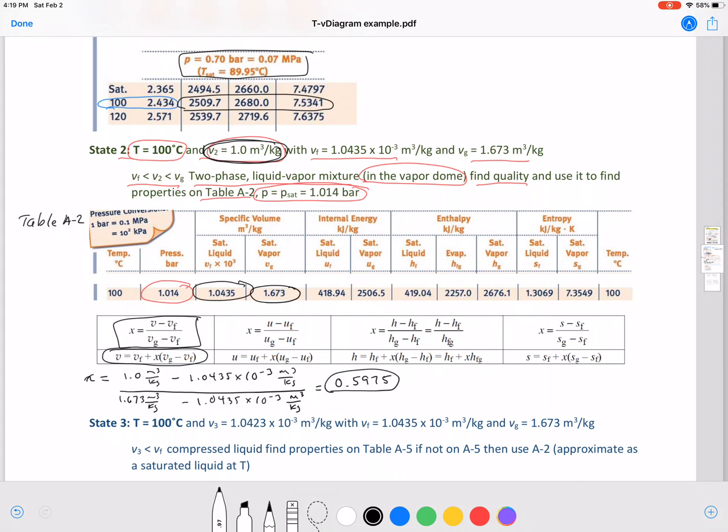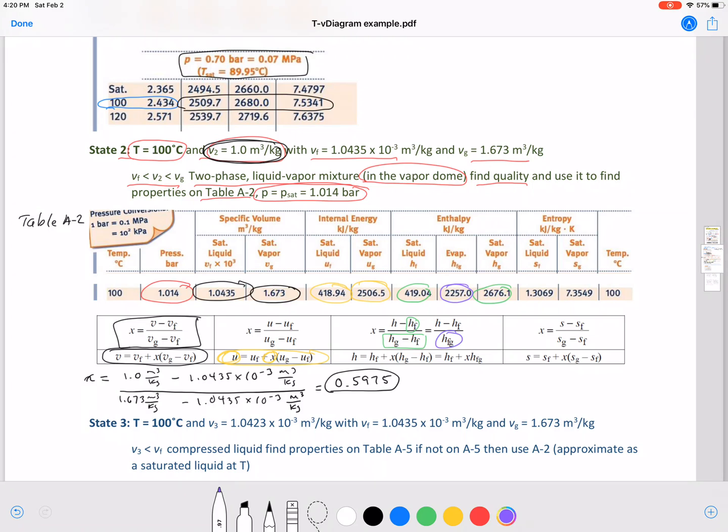And then we can use this value and these equations here. So we can use our UF and UG values here, and then given our quality, X, that would be the 0.5975, and then we can determine our internal energy. And likewise, we can use our HF and HG, we can use those here and here, or we can use this additional value here, and this one is here.